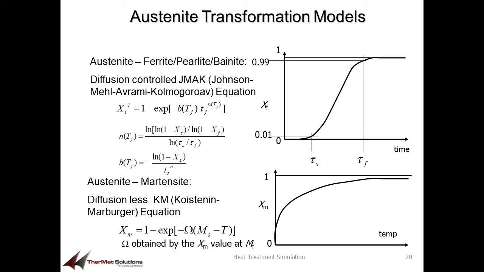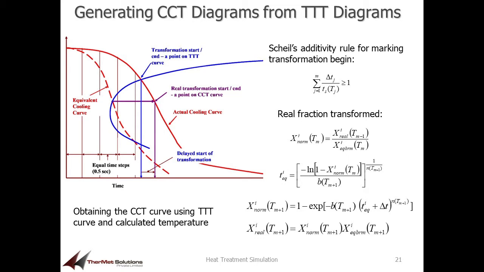So these equations are embedded in our software. Then you have to generate the continuous cooling transformation diagrams from TTT diagrams as the steel cools down from the quenching temperature to the room temperature. You say it has to track the temperature, and as the temperature changes, you get different start and finish temperatures. So Scheil's additivity rule for making transformation begin is used in this case.